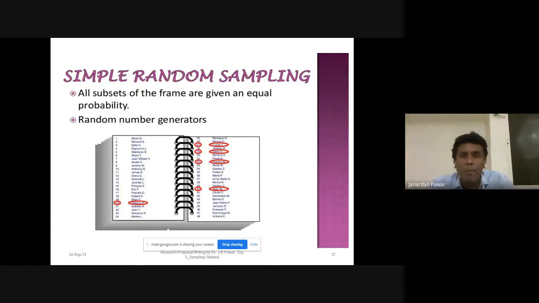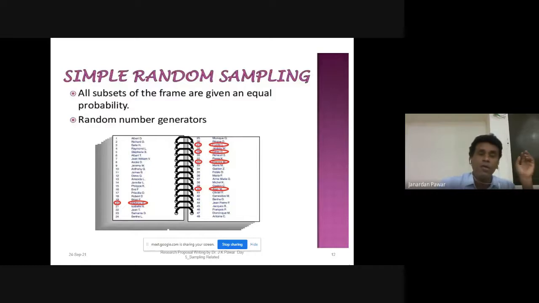Here samples are selected on a random basis. There is no particular or unique process as such to decide the samples. Samples are selected randomly. For example, first number 1 is selected, then number 7, number 10, number 11. So there is no process of selecting samples. Samples will be selected randomly according to the desire of the researcher.